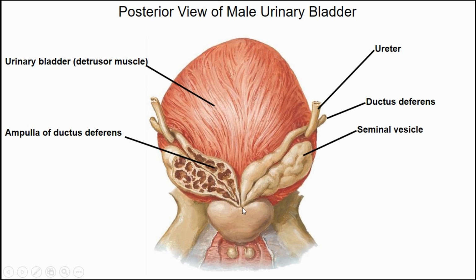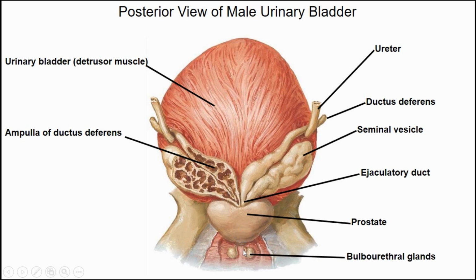And these two will join into a single ejaculatory duct. It is going to travel on the right and left through the prostate to get to the urethra. And once again, those little bulbourethral glands just hanging out nearby.